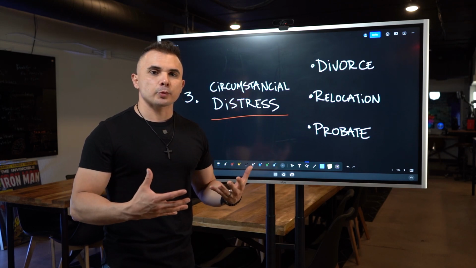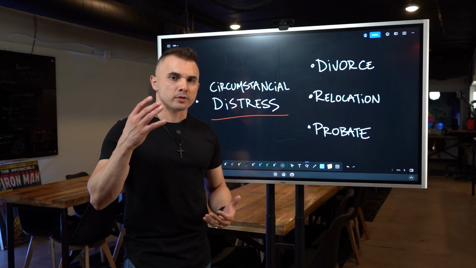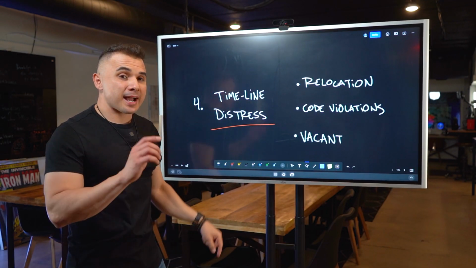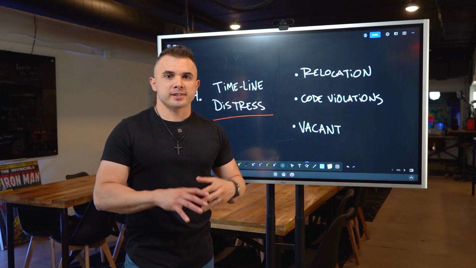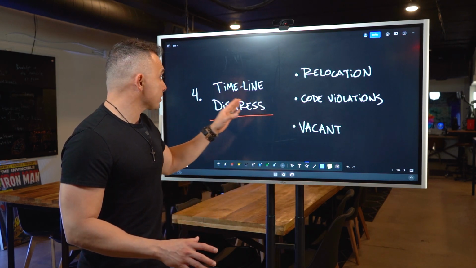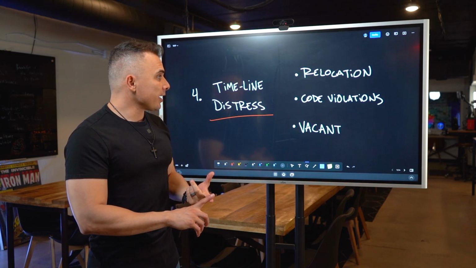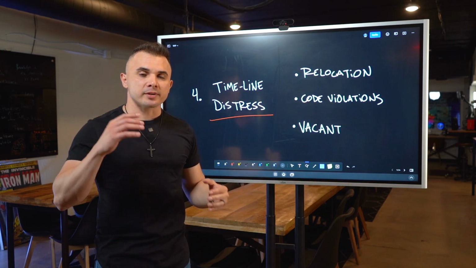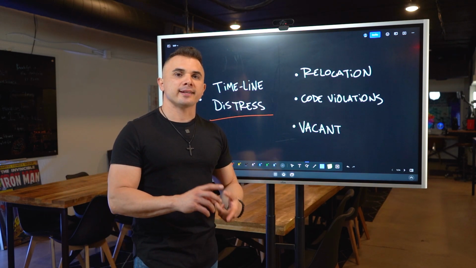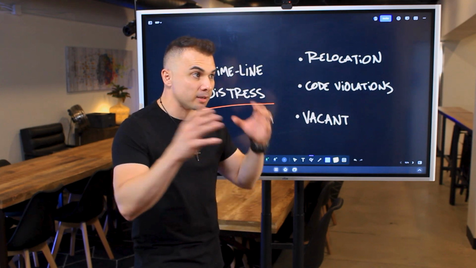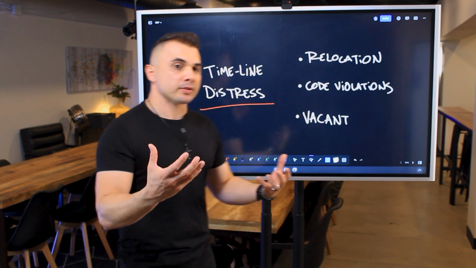Just apply some critical thinking as you're going through the process and understand that most things fall into 4 buckets. Number 4 is going to be timeline distress. I added relocation and code violations here because I just want to paint the picture. These are timeline distress as well as circumstantial distress and physical distress on these 2. So sometimes they're going to overlap. If you see a code violations list, just understand that that particular pain point has a couple of factors to it. If you have relocation in there, it's going to have a couple of different factors to it.